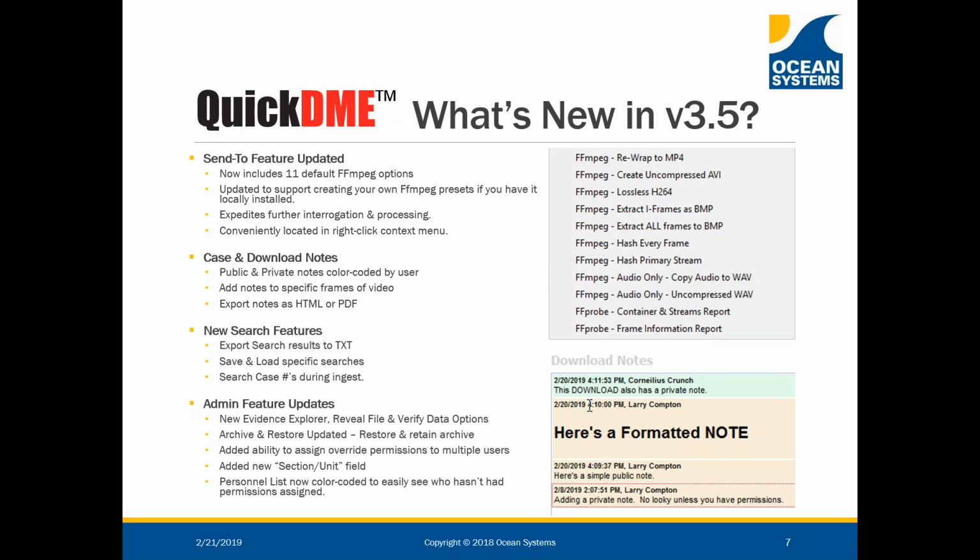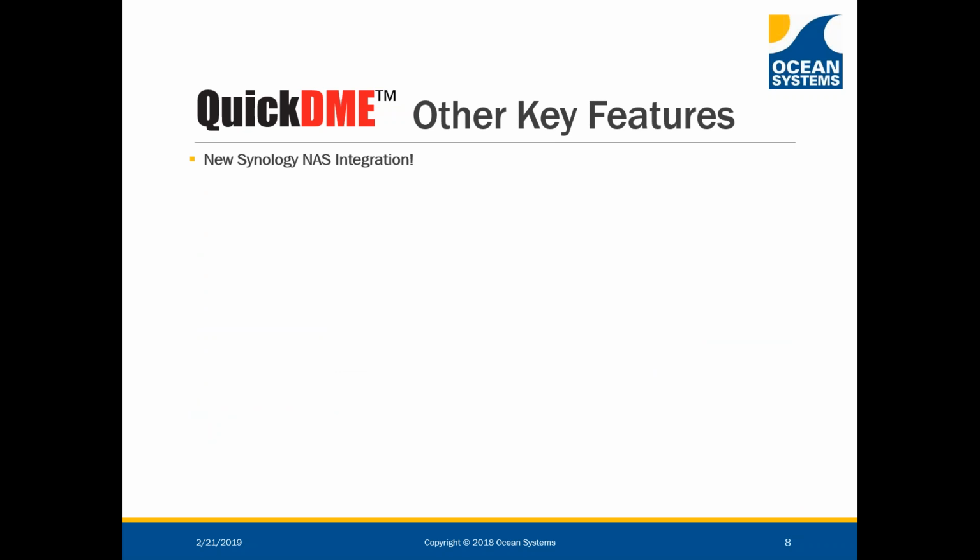Tons of new admin features added to expedite and further simplify management of the evidence, such as new Evidence Explorer, reveal file, and verified data integrity options for administrators. Archive and restore has been updated such that we can restore and still retain the archive zip files, and we can restore to different archive locations on your network now. No longer have to restore to your primary archive location. We've added the ability to assign override permissions to multiple users simultaneously, added a new section or unit field to the personnel file so that people can be grouped into sections and units. The personnel list is now color-coded, so you get a quick look at who has permissions assigned and who doesn't.